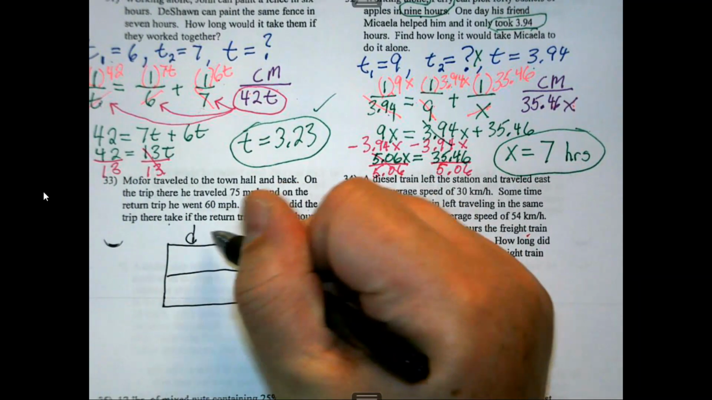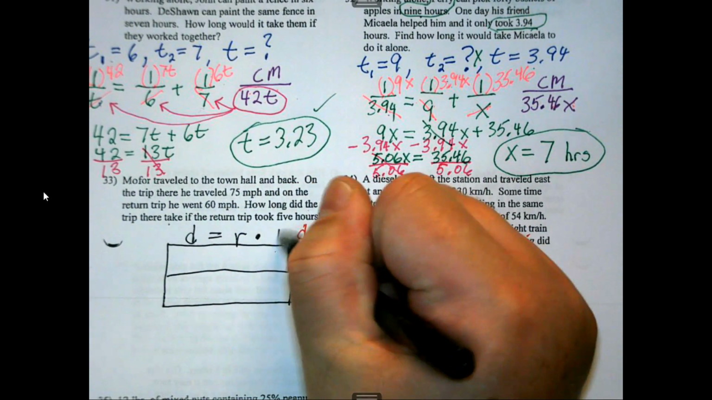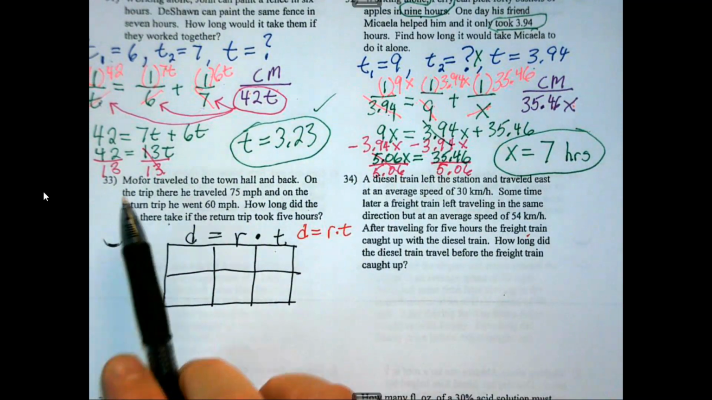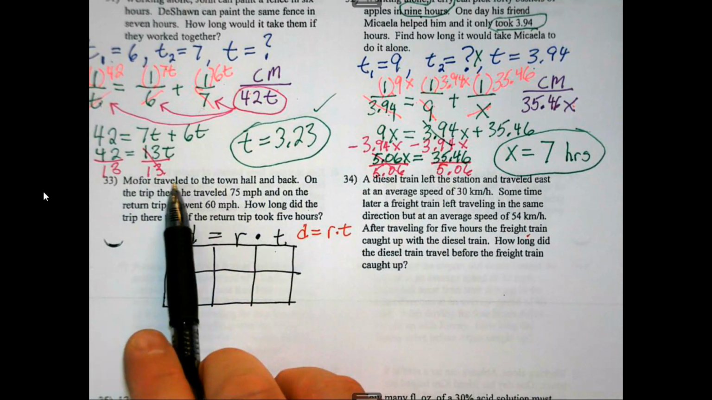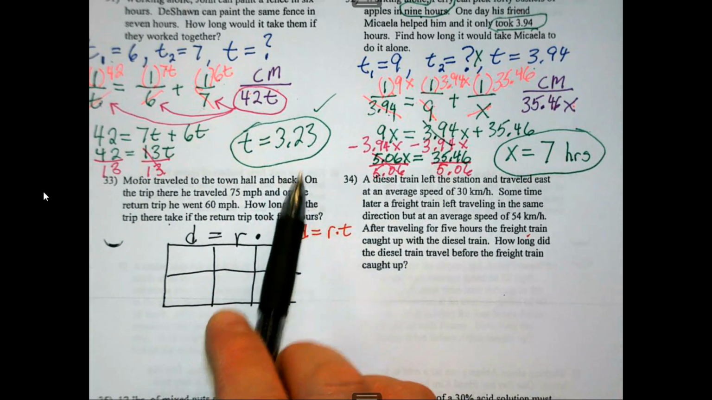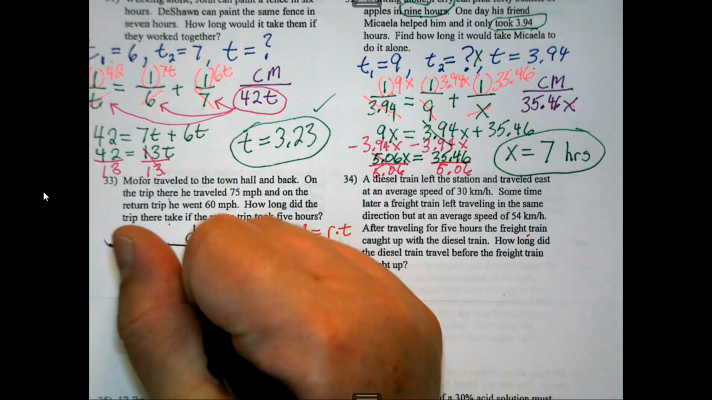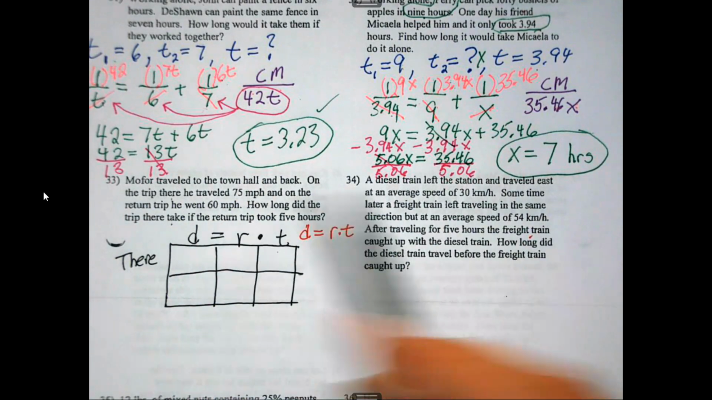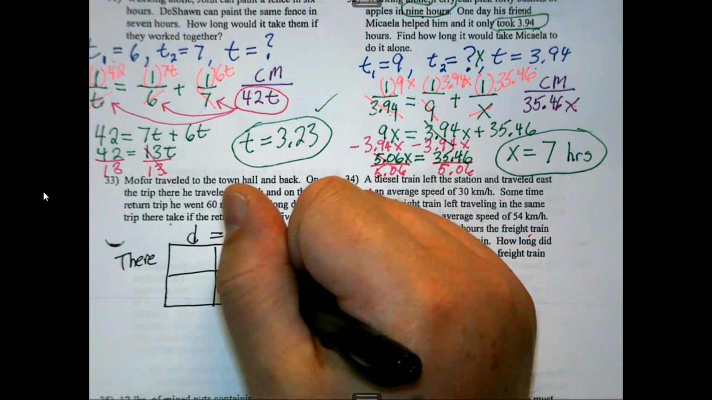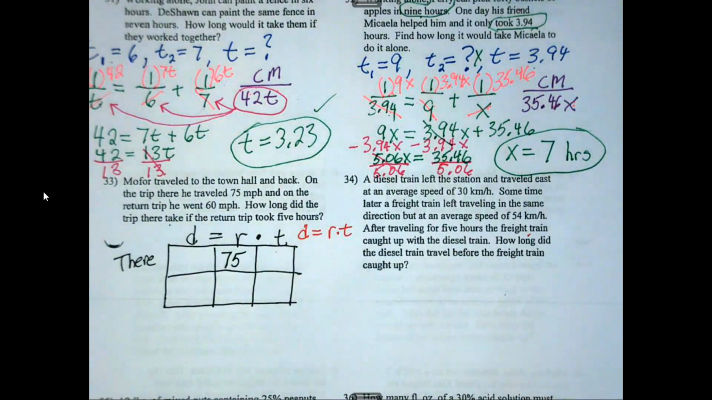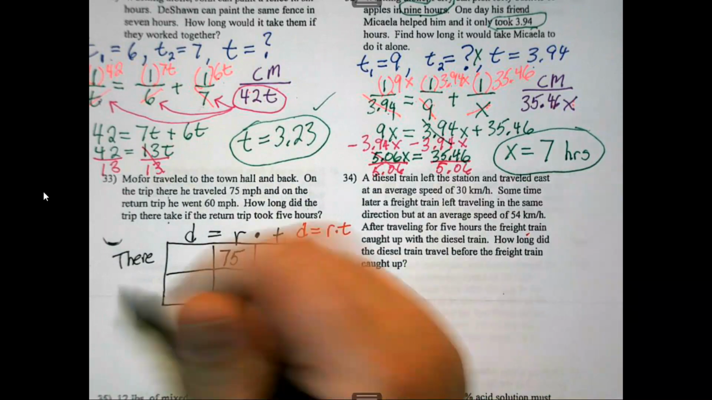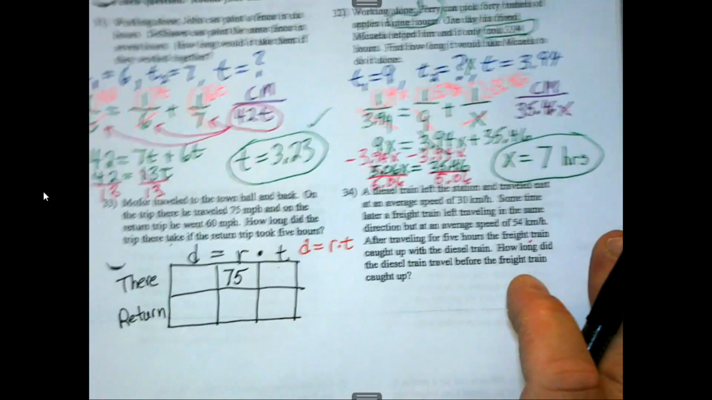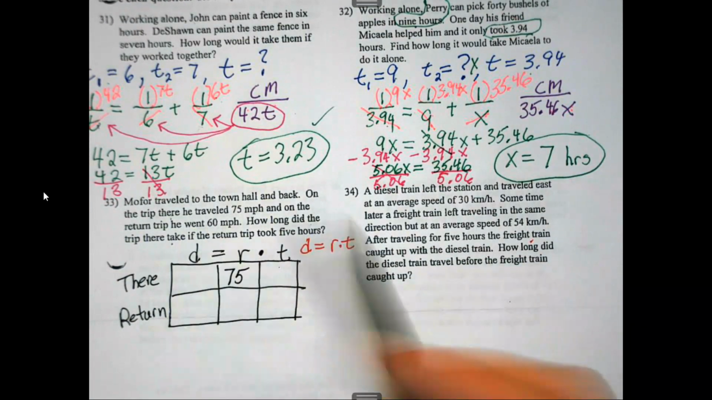I have distance equals rate times time. Okay, ready? Mulford traveled down to the town hall and back. On the trip there, he traveled 75 miles per hour. It's kind of like my trip to work every morning, 75 miles per hour. And on the return trip, he went 60 miles per hour.